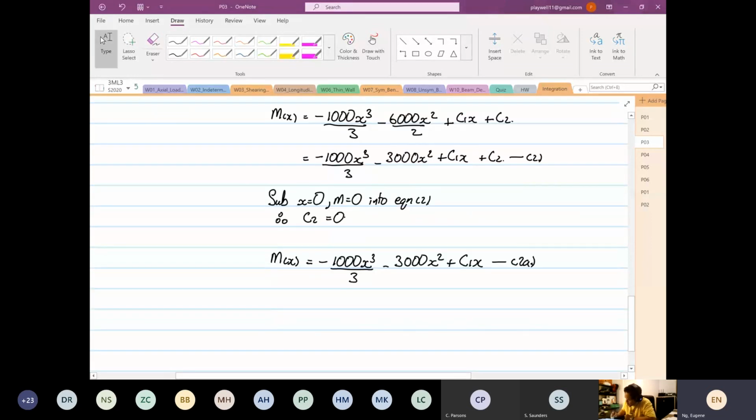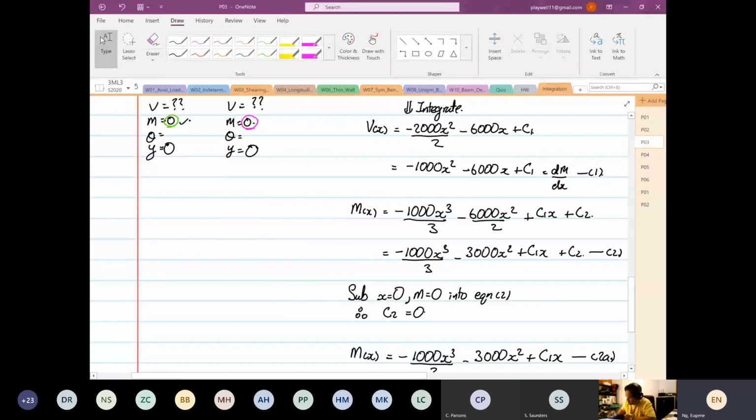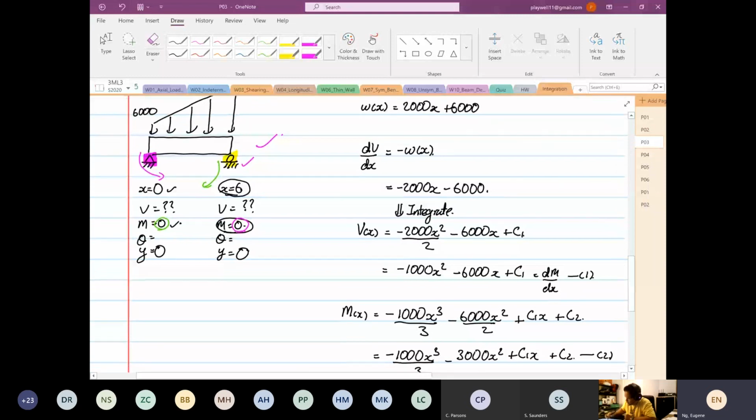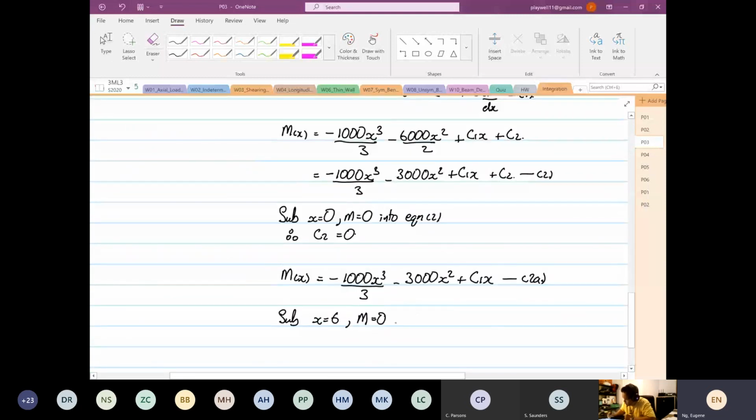So the next one, we substitute when x is equal to 6, M is equal to 0. Over here, when x is equal to 6, M is equal to 0, into equation 2a.